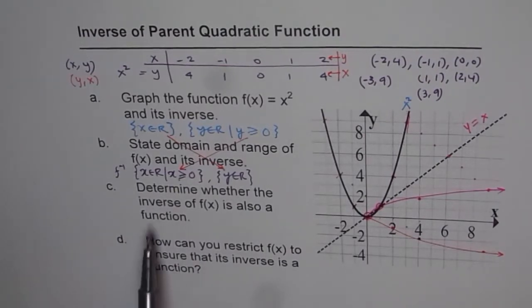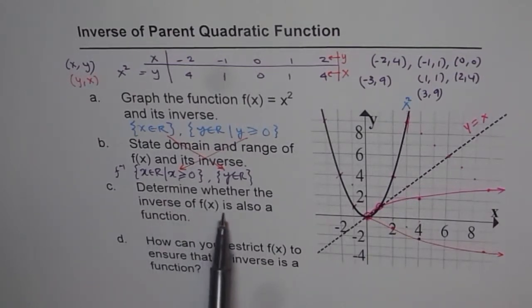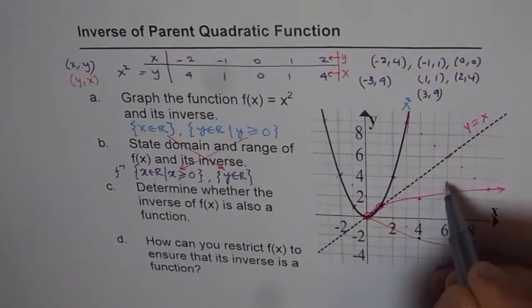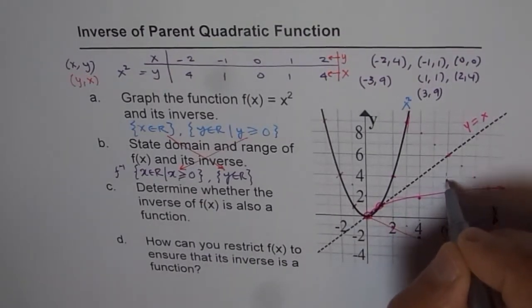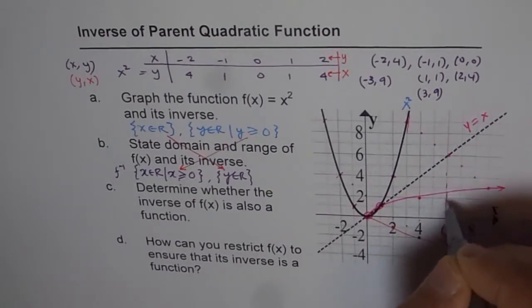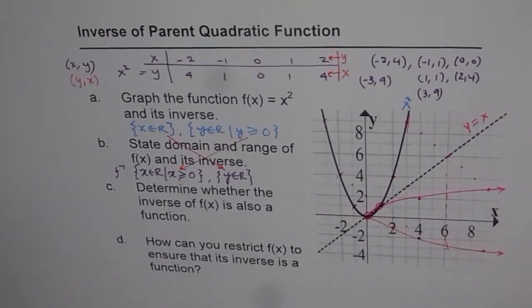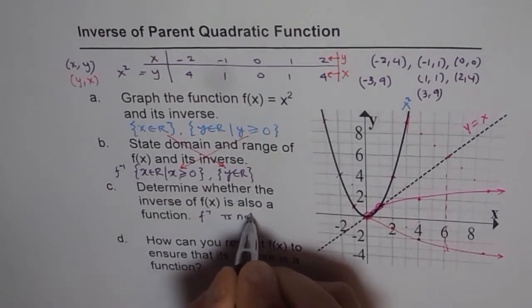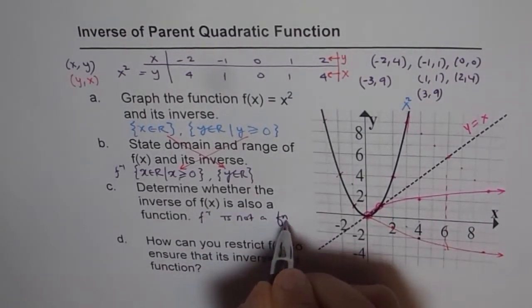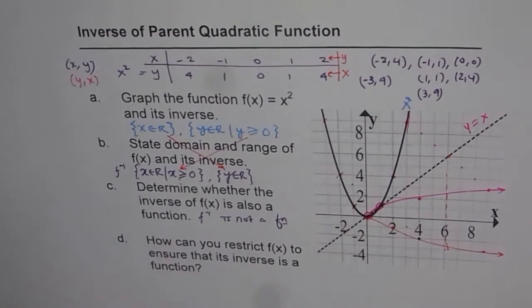Correct? Third part is determine whether the inverse of f of x is also a function. Now we have the inverse here, which has 2 parts, right? If I draw a vertical line, it intersects at 2 points. Since it fails the vertical line test, we know it is not a function. So what we find here is that f inverse is not a function, since it fails the vertical line test.